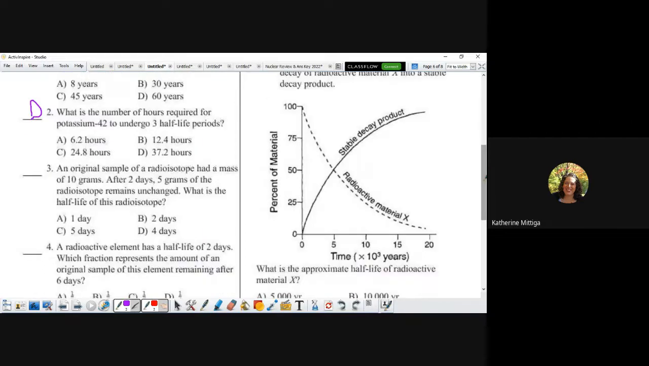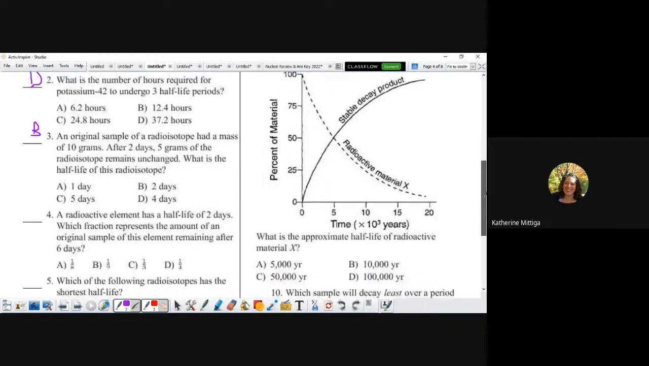An original sample of a radioisotope has a mass of 10 grams. After 2 days, 5 grams remain unchanged. What is the half-life? So I started with 10, and now I'm at 5. So that's half. So the half-life is 2 days.